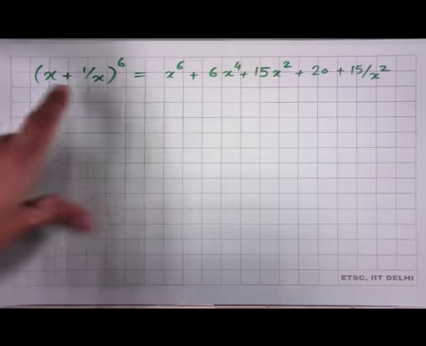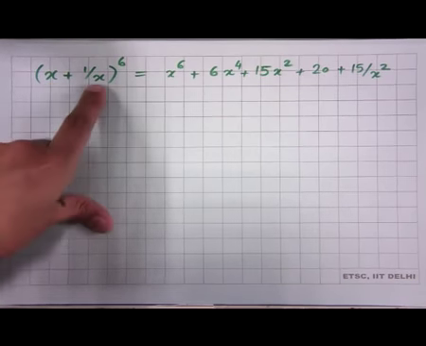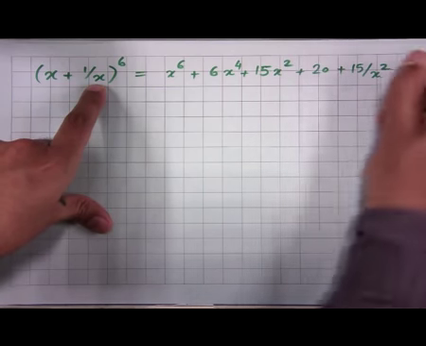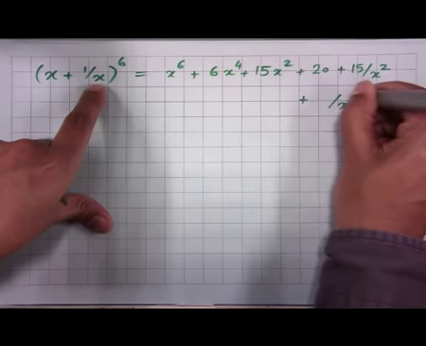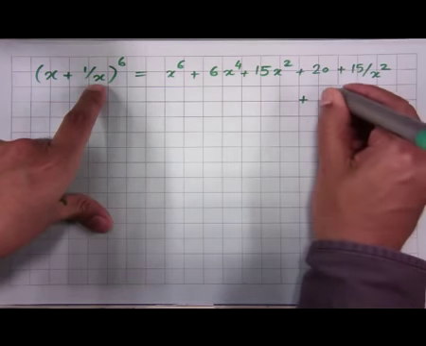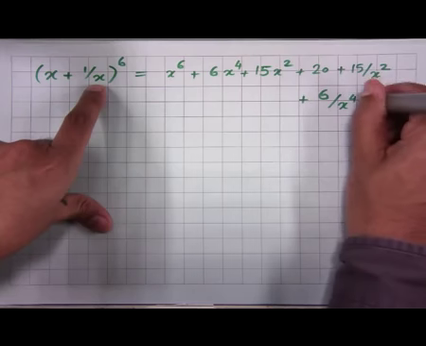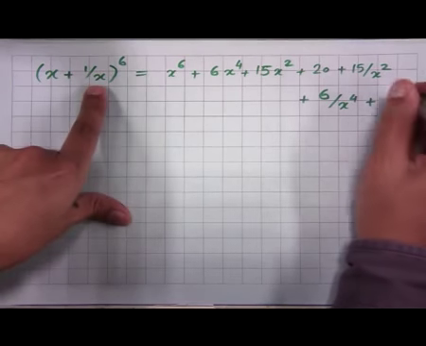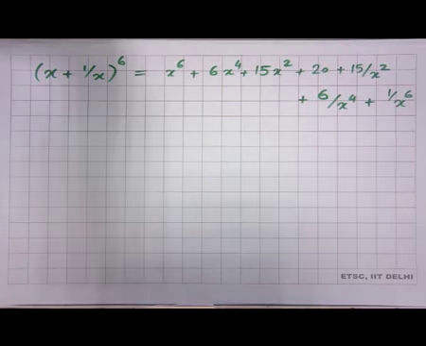And next you pick x only once and 1 by x 5 times, and that gives you 1 by x power 4. And how many different ways can you do that? You can do that 6 different ways. And lastly you pick only 1 by x, so you are left with 1 by x power 6.